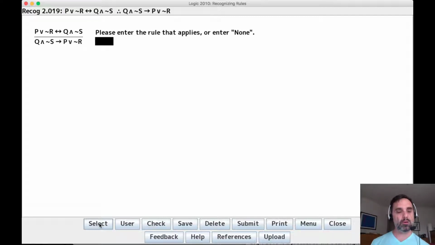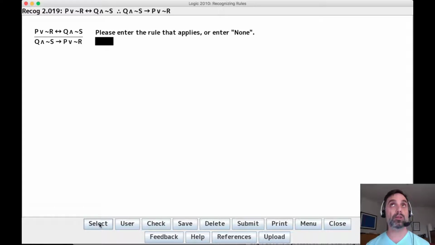So we have P or not R, double arrow, Q and not S, therefore Q and not S, arrow, P or not R. So if we parse these, we'll see that the main connective of the premise is the biconditional, and the main connective of the conclusion is the conditional. So we think about what our inference rules are for the biconditional. It says if you have the biconditional, then you can infer the left to right conditional. And that's not this. But we also have a rule that says if you have the biconditional, then you can infer the right to left conditional.